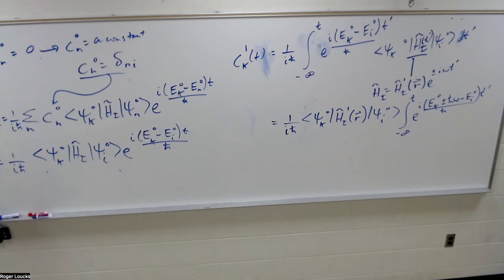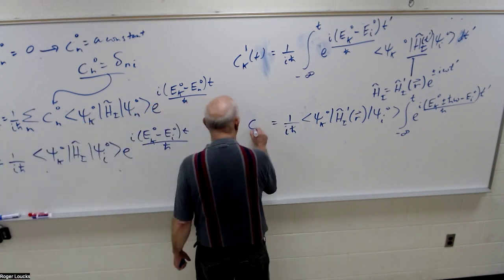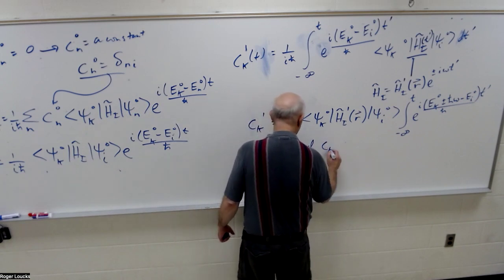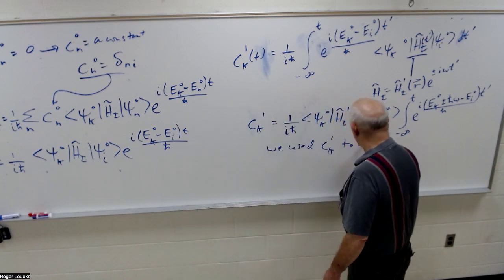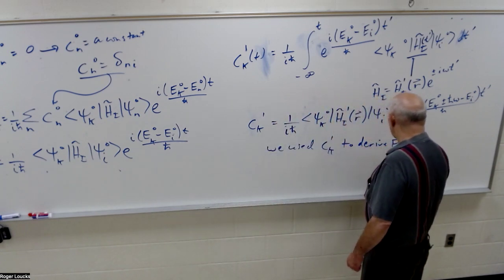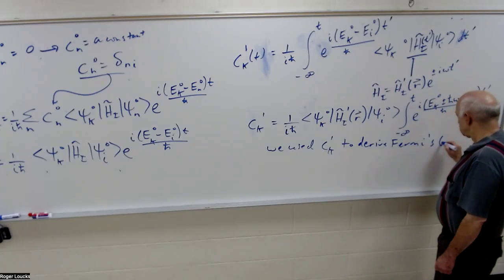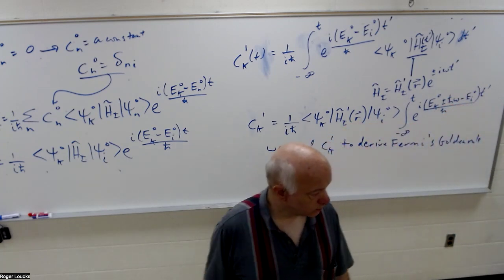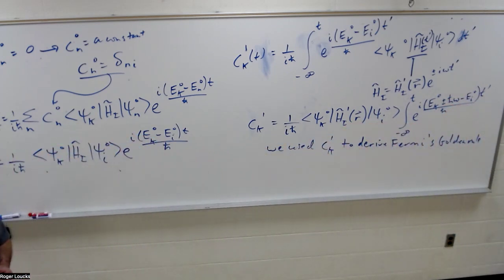Does that make sense? And then what did we get from that? We ended up getting Fermi's golden rule. So we use this to derive Fermi. Everyone happy with that? Good.